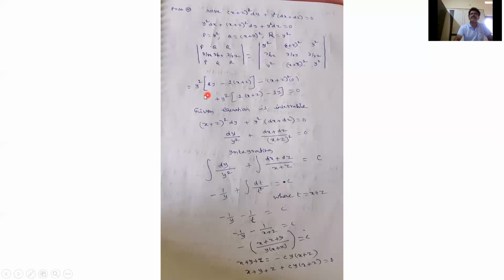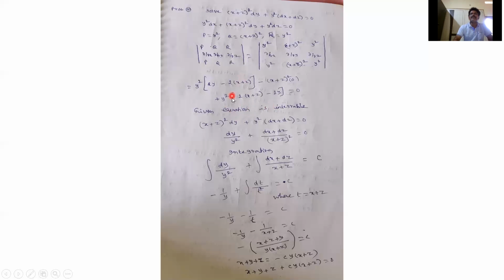So we verify here we are getting 2y·y² minus 2y·y², which is 2y³ minus 2y³. Finally these two cancel. And here we are getting 2y²(x + z) minus 2y²(x + z). Finally all these cancel and we get the answer 0. So the determinant is 0. That's why the given equation is integrable.